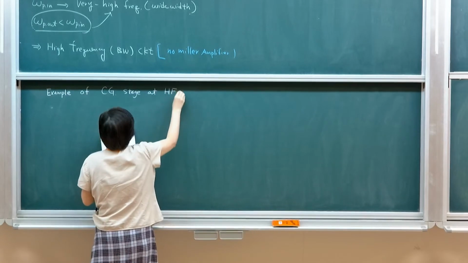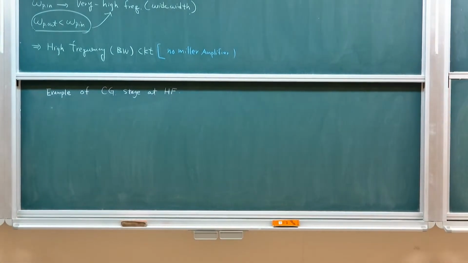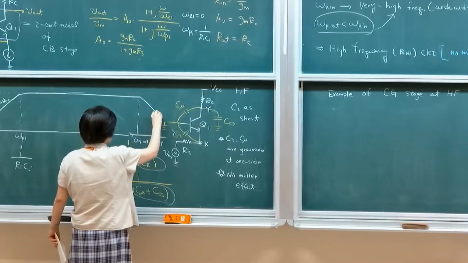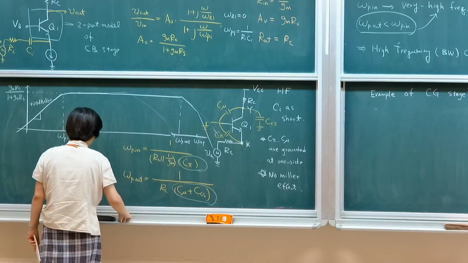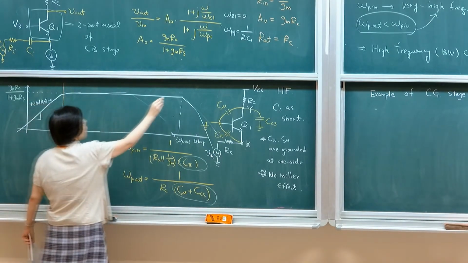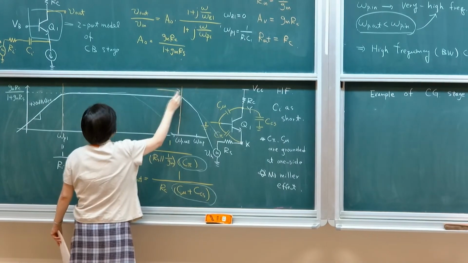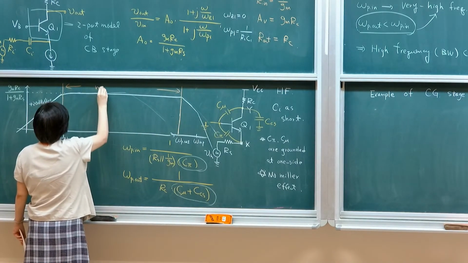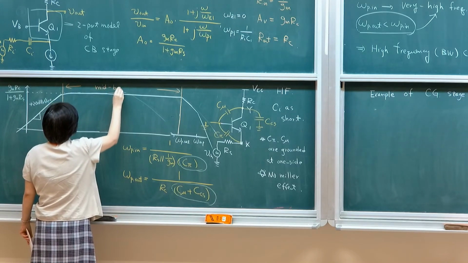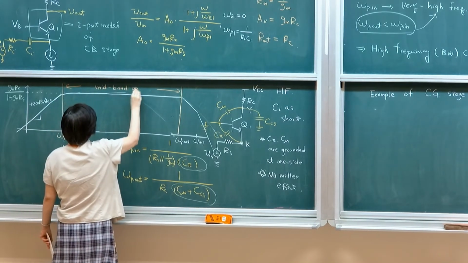So we only want to find out these omegas. These are very wide, as I said, it will go all the way. And then at very high frequency, you will hit maybe omega p out first, and then omega p in might be close by. So overall response will be very similar to that. Okay? So this is the mid-band operation region.